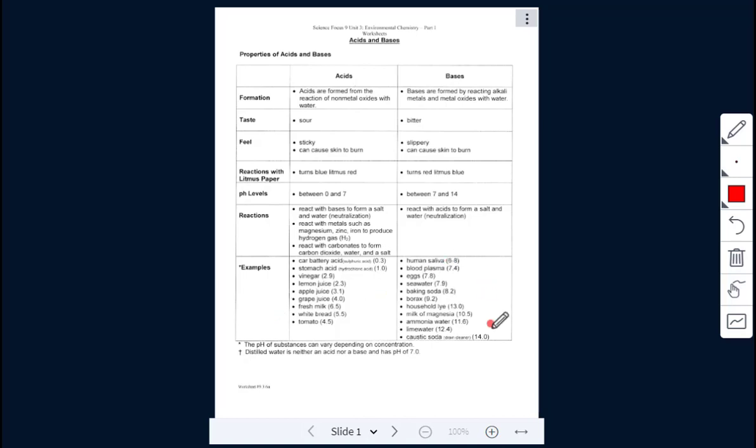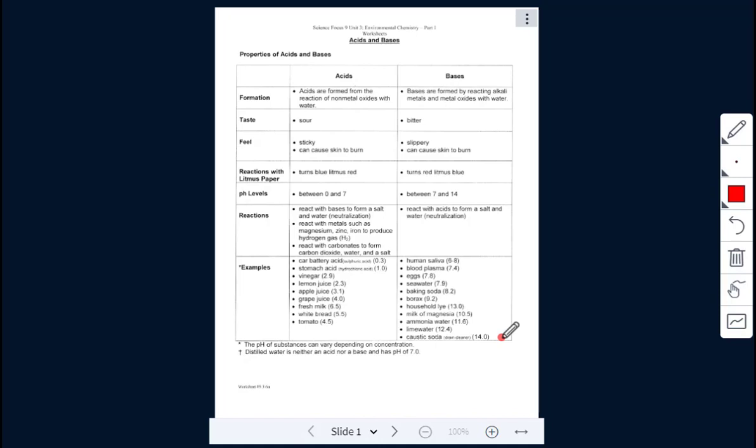And then on the right-hand side here, we have bases. Human saliva has a range, it can be about 6 to 8. Blood plasma is about 7.4. Then we get more basic. Seawater is about 7.9, and so on. Here we have at 14 caustic soda. That's actually like drain cleaner. That's at a pH of 14.